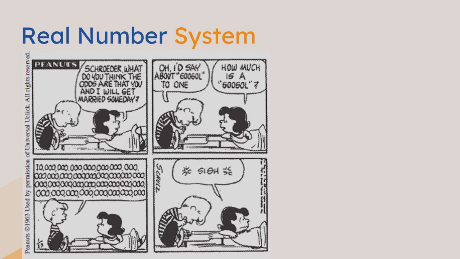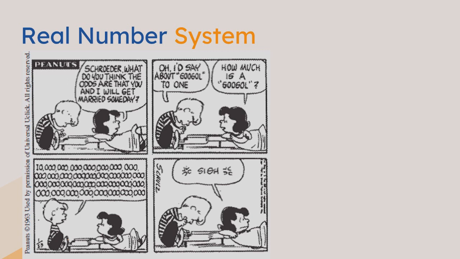So let's try to read the comics that we have here. It's from Peanuts. Schroeder, I think this is the pronunciation, Schroeder. The girl is talking to Schroeder. "Schroeder, what do you think the odds are that you and I will get married someday?" And then he responded, "Oh, I'd say about Google to 1."